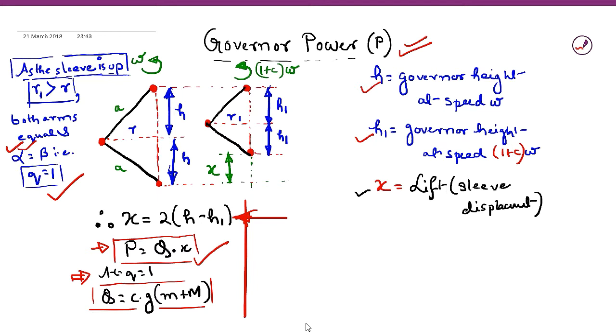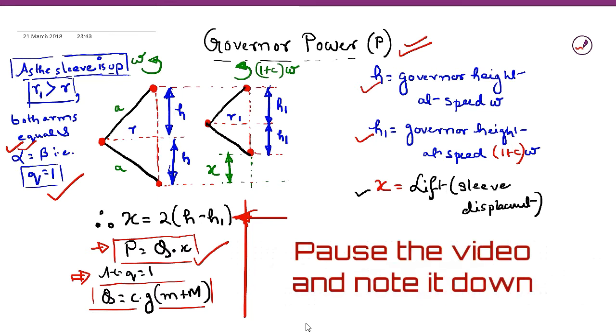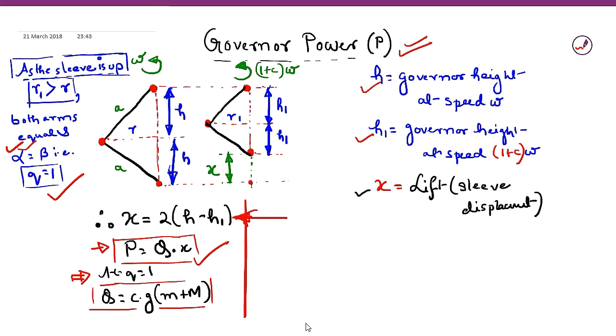Yes, see the total distance that we have taken, since this is h and this is also h, due to alpha equal to beta and a equal to a, upper link and lower link. So as the sleeve moves up and makes distance x, and after the change in speed from omega to 1 plus c into omega, what will happen? The governor height will change from h to h1.